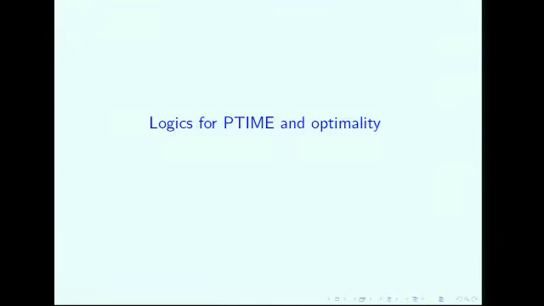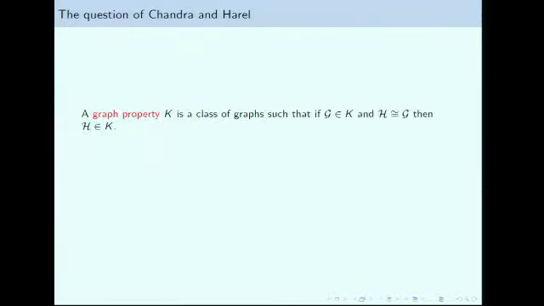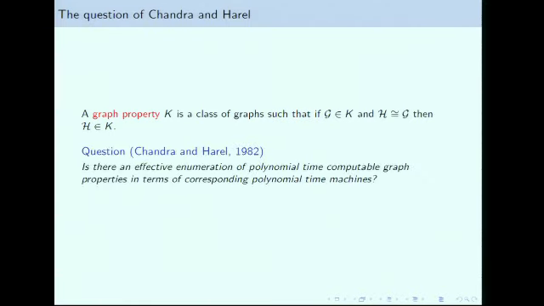Okay, now I come to the main part of my talk, logics for P-time and optimality. So let me repeat the question of Chandra and Harel again. First, remember a graph property K is a class of graphs that is closed under isomorphism. Namely, if you have a graph G in K and another graph H is isomorphic to G, then you have H also in K. And Chandra and Harel's question is whether you can effectively enumerate all polynomial time computable graph properties by exhibiting corresponding polynomial time machines that decide these classes.